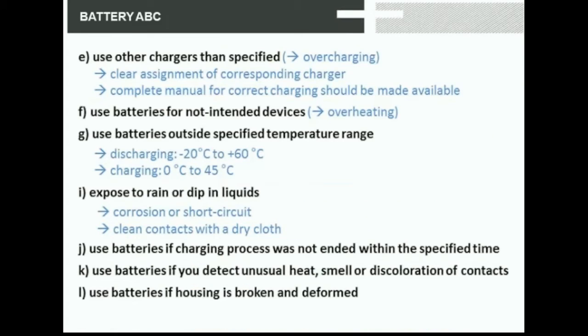Do not use other chargers when specified. That can cause overcharging. Please do not use batteries for non-intended devices. Please do not use batteries outside the specified temperature range. Please do not use lithium-ion batteries exposed to rain or liquid. Do not use batteries if housing is broken or deformed. And so on and so on. I think that's very clear.